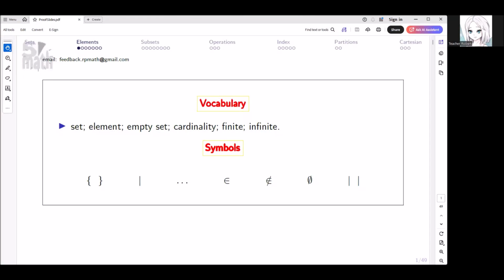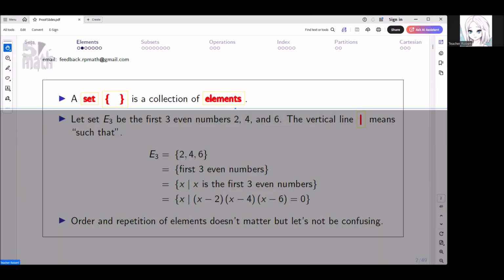Vocabulary: set, element, empty set, cardinality, finite, infinite. Symbols. A set is a collection of elements.